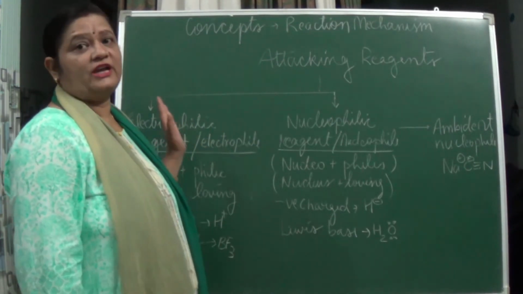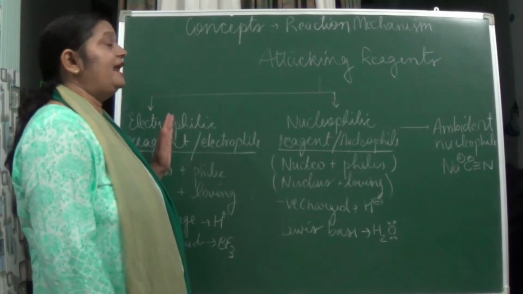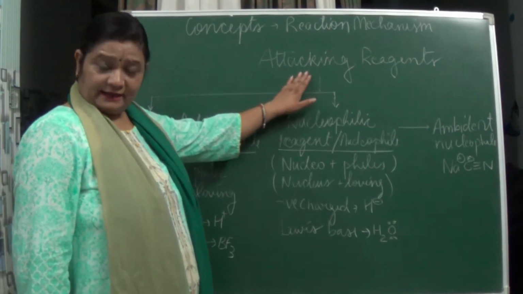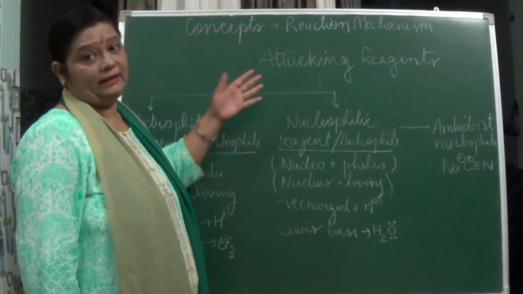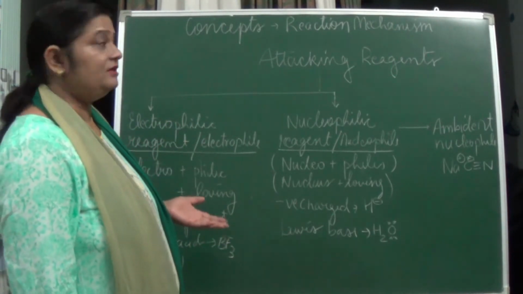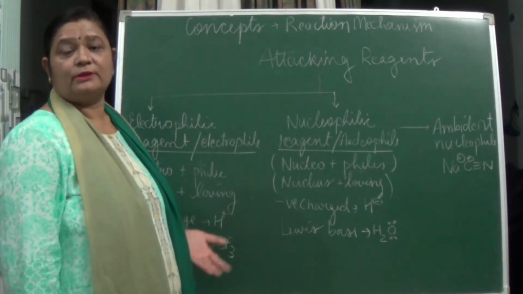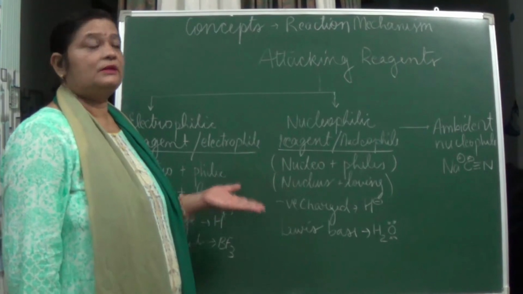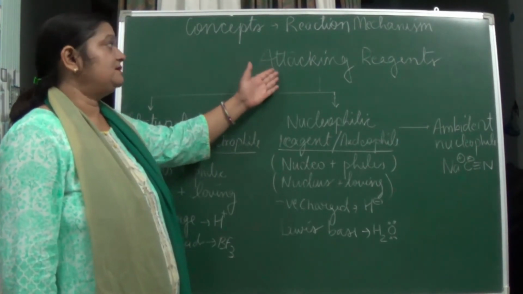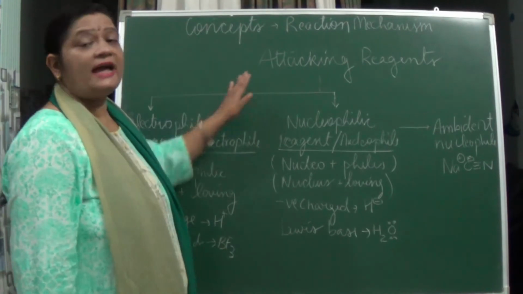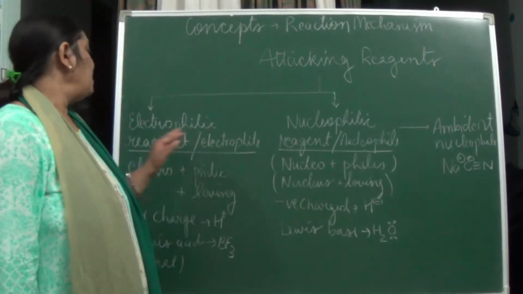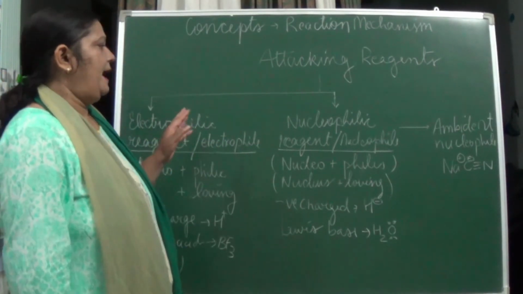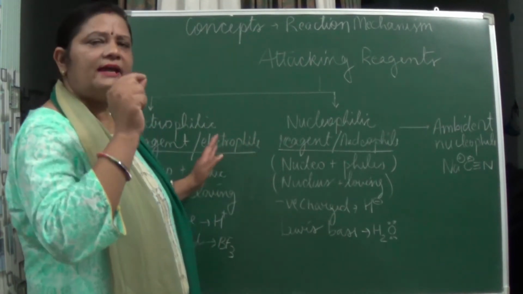After the fission, after the cleavage has been done, naturally what will be acting on that cleaved portion? That is the attacking reagent, isn't it? Because now they are either positively or negatively charged. In homolytic also, you will see it consists of one electron, which needs to be balanced. So the next step is the attacking reagent. These attacking reagents are of two types: electrophilic reagent, or simply electrophile, and nucleophilic reagent, or simply nucleophile.